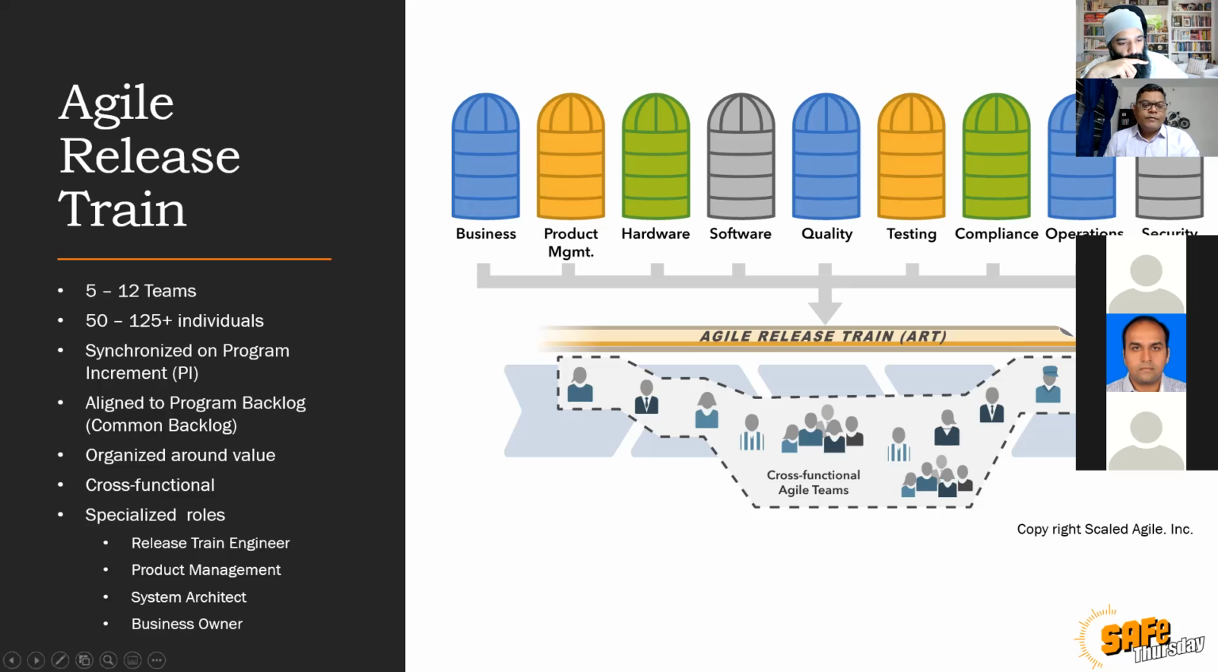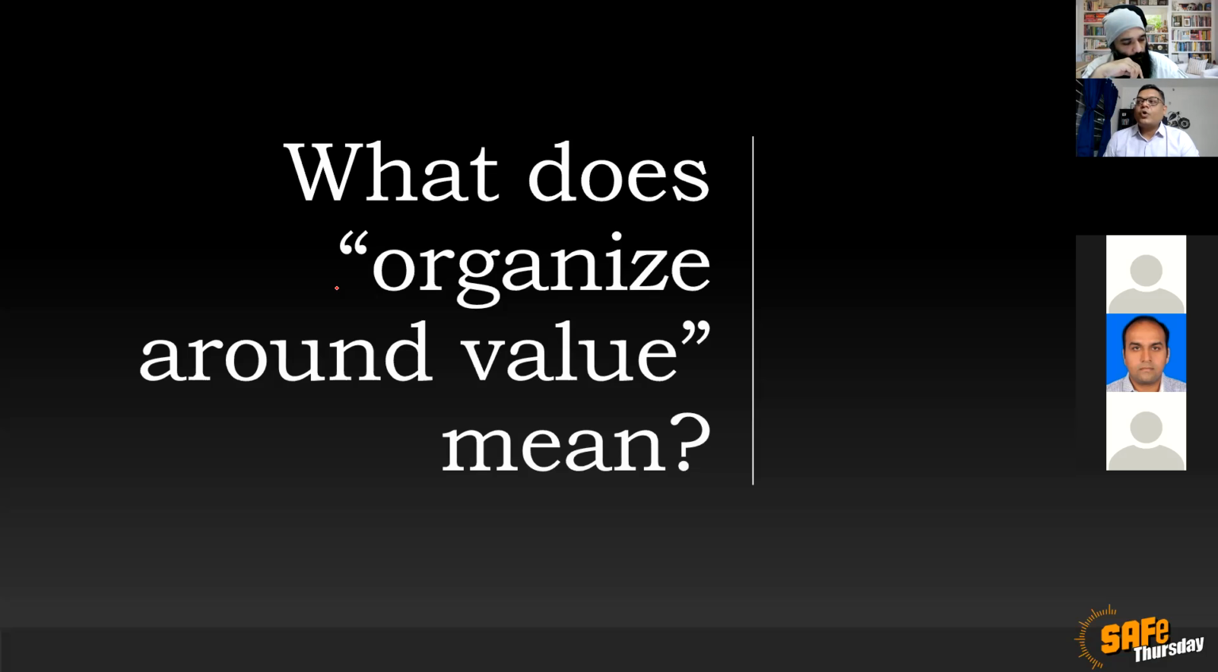Now, we have a very unique or different term here saying organized around value. Now, what does that mean? What does organizing around value mean? So again, SAFe has taken a lot of concepts from a lot of good things. We have somebody called John P. Kotter, who is the renowned leader when it comes to transforming organizations. So in his book called Accelerate, he has mentioned something called a dual operating system.